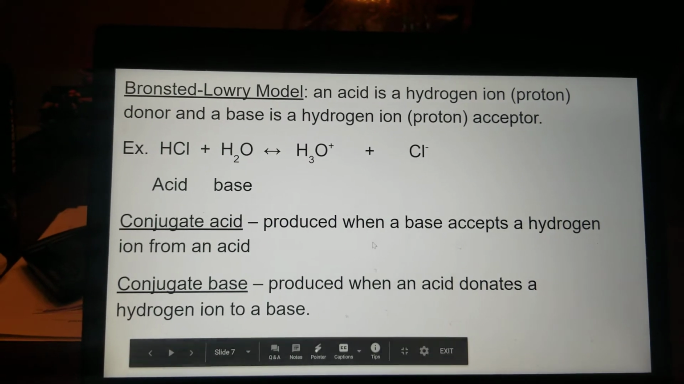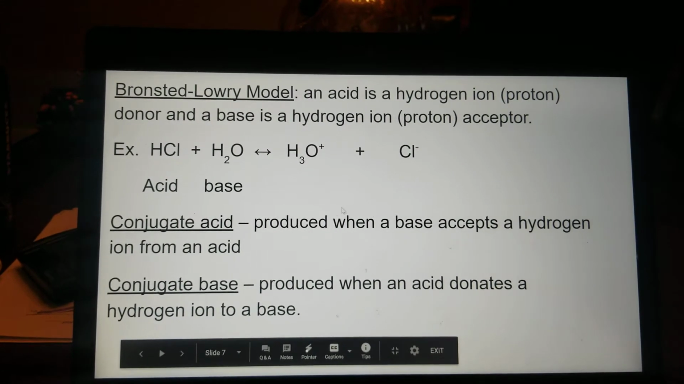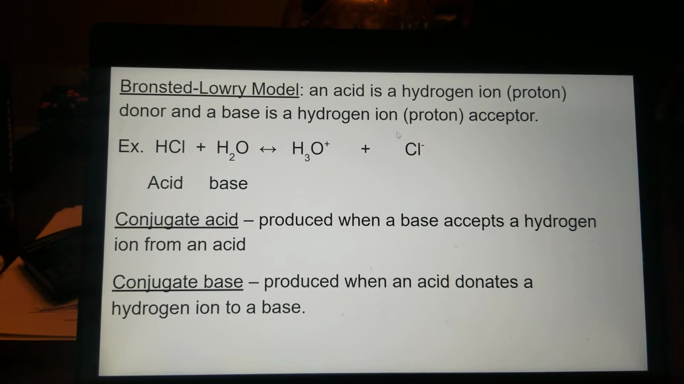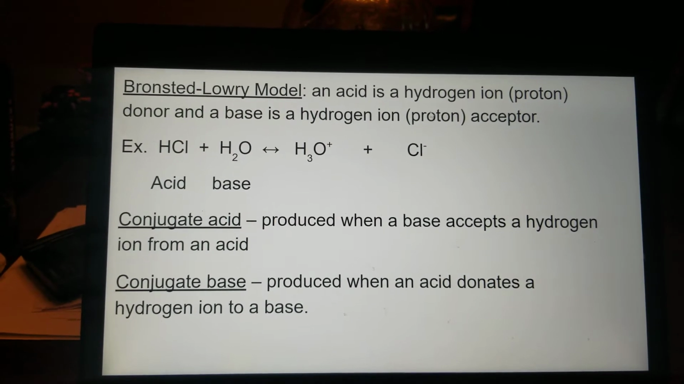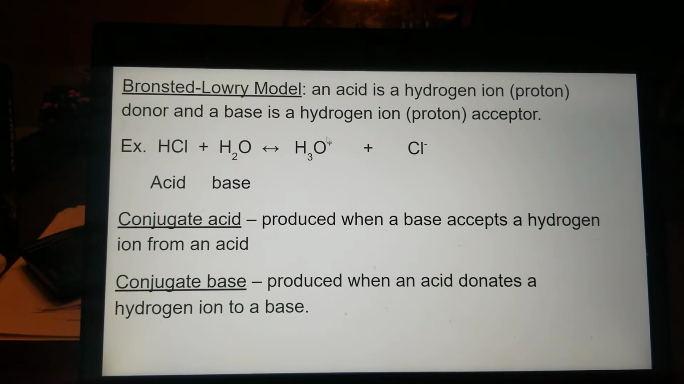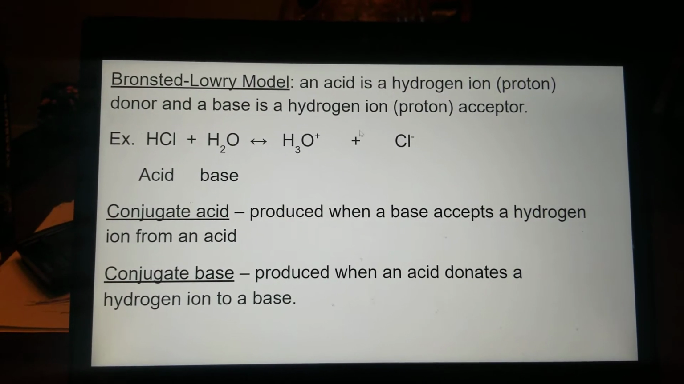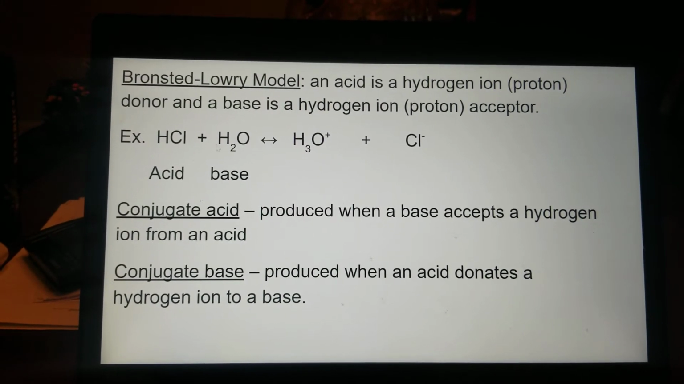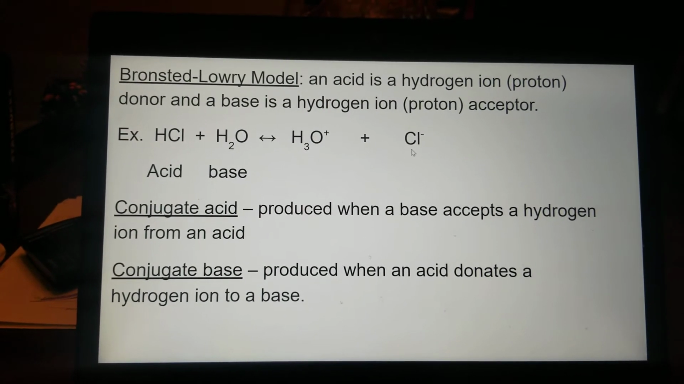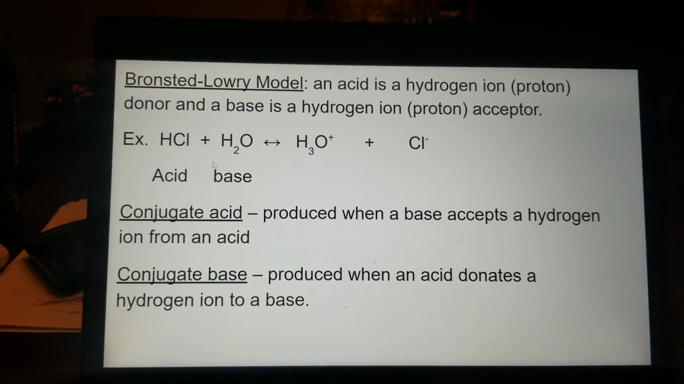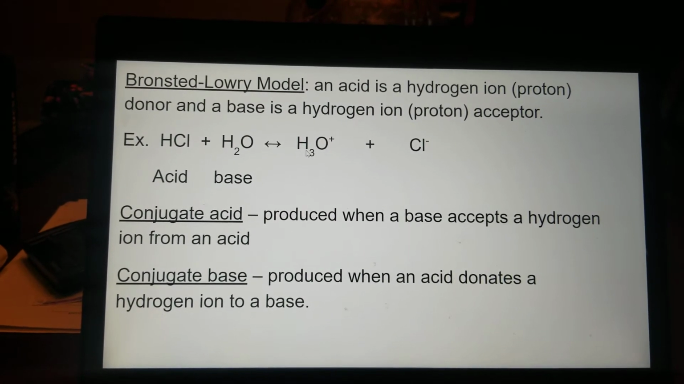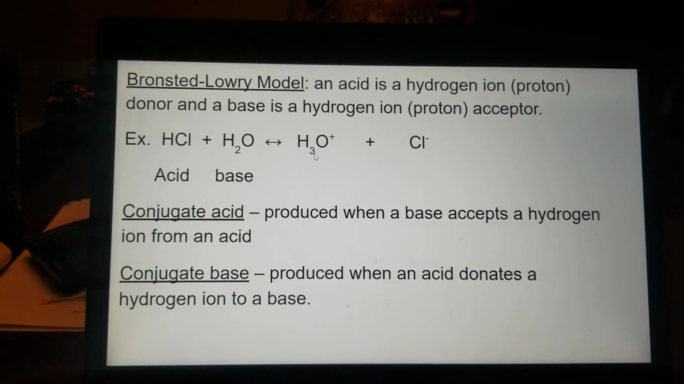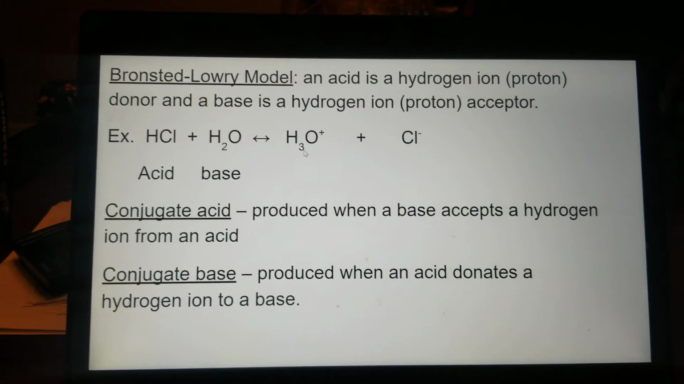So then you've got the Bronsted-Lowry model. I think we talked about this the other day, and how the acid is going to be the proton donor, aka the hydrogen donor, and the base is going to be the one that accepts the proton or accepts the hydrogen. You can see here in this example, HCl becomes Cl minus, so it donated its hydrogen, therefore it's an acid. Water accepted the hydrogen, therefore it is the base because it accepted the hydrogen.